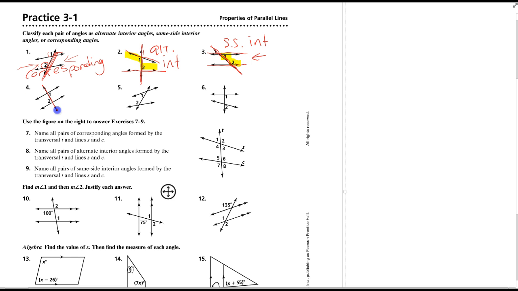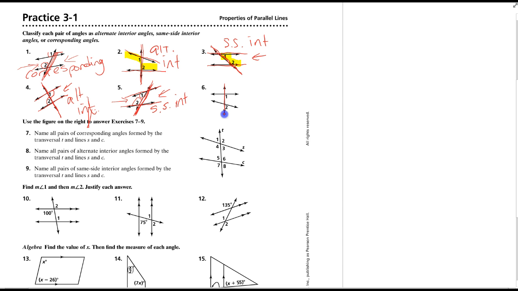Number 4, transversal with 2 coplanar lines. The angles that I'm looking at are 1 and 2. They're on alternate sides of the transversal, and they're inside these 2 coplanar lines. So, number 4 would be alternate interior. Number 5, transversal with coplanar lines. The angles that I want are on the same side of the transversal, and they're both on the interior of the coplanar lines, so these are same side interior angles.